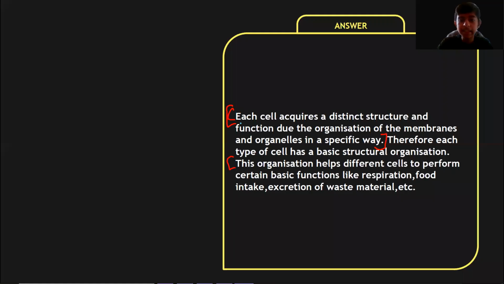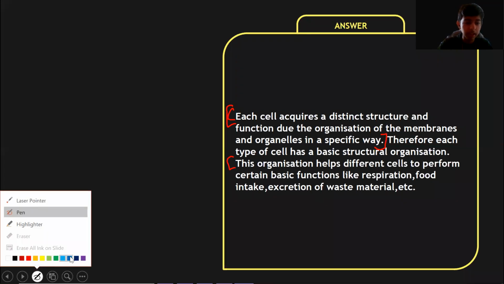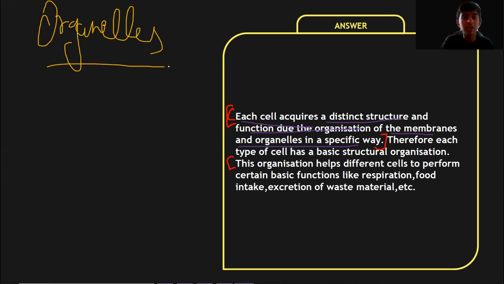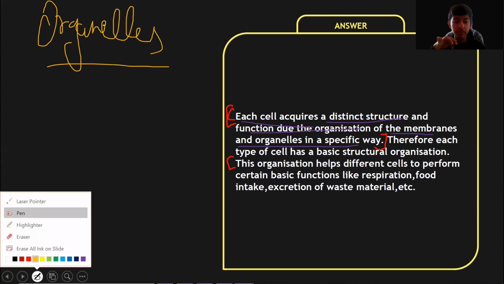Each cell acquires a distinct structure and function due to the organization of the membranes and organelles in a specific way. And in a cell, the organelles are present. You should know: the membrane-bound structures in a cell are called organelles.